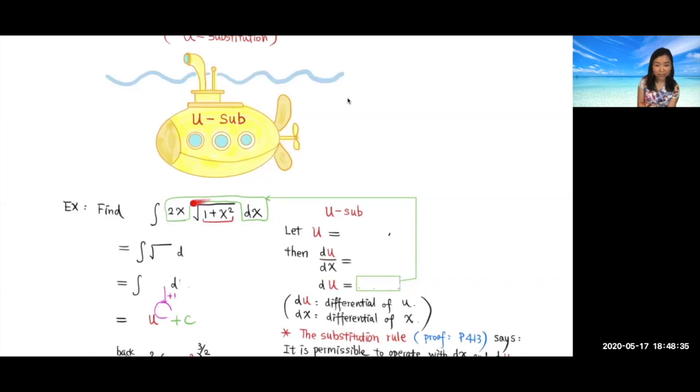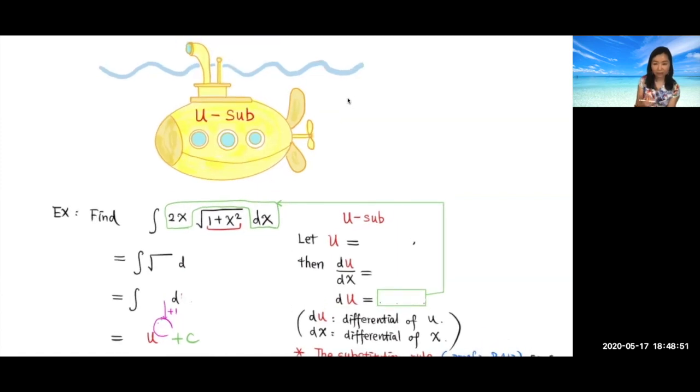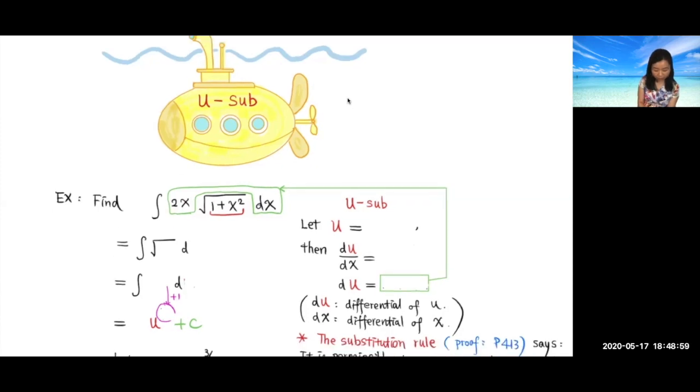We're trying to find this integral here. However, the function that we're integrating doesn't match any function in the table that we have for integrals, the 13 formulas that we have. None of them match this one. So a method that we can use here is U substitution, U sub.